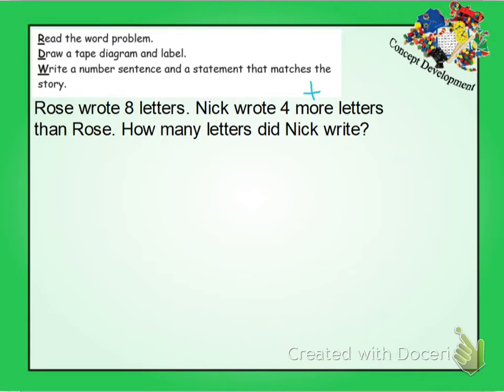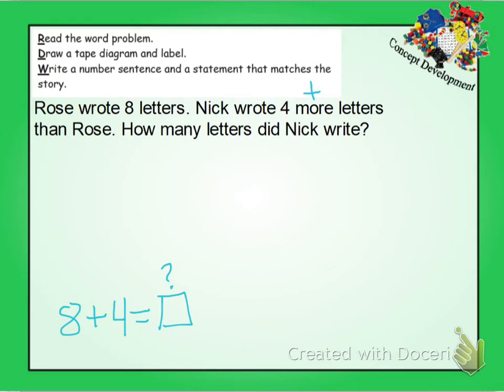So, this one we do not know our whole, but we know that we have to add because Nick wrote 4 more than Rose. We have to figure out when we add 8, the 8 from Rose, plus the 4 more that Nick has, how many does Nick have. That would be our mystery part. So 8 plus 4, we have to figure that out.